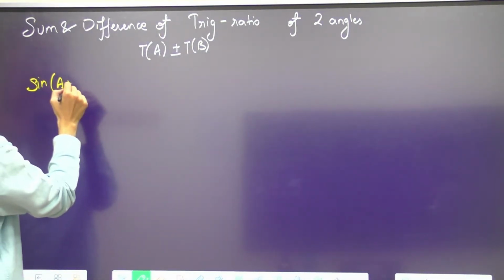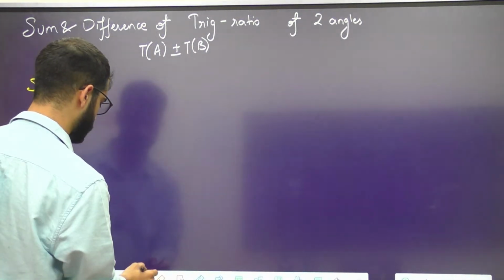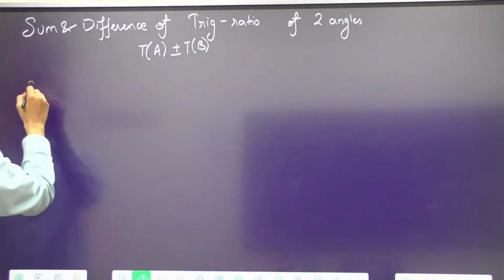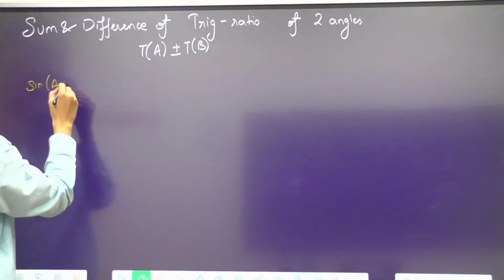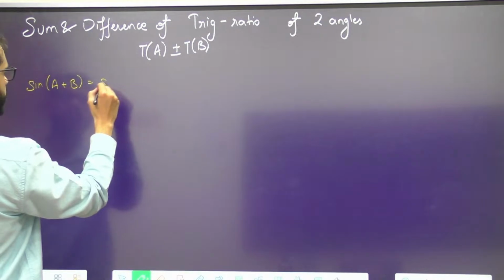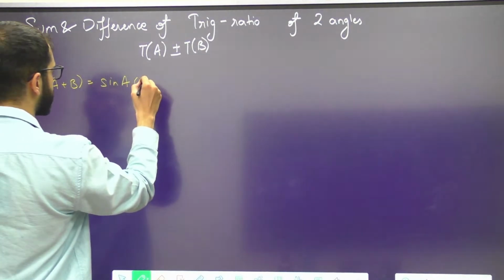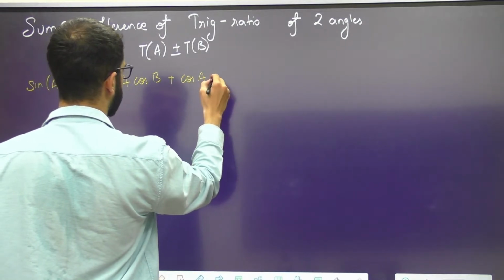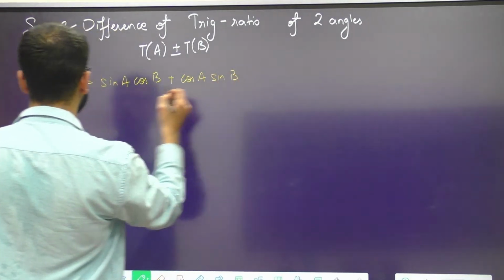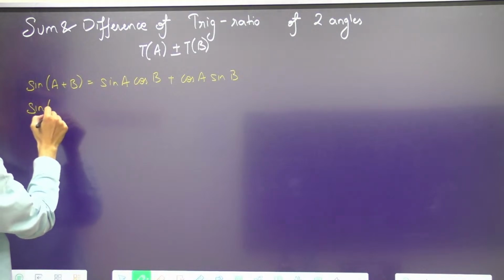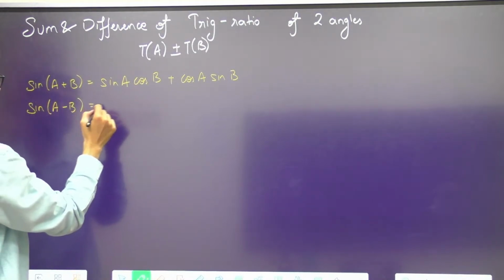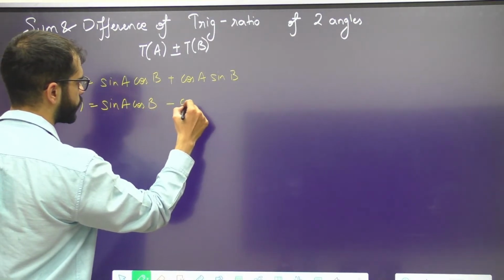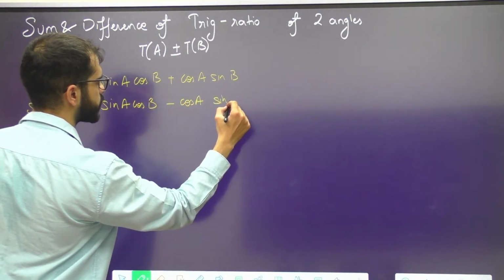Sine of A plus B can be written as sin A cos B plus cos A sin B. Then the formula for sin of A minus B can be written as sin A cos B minus cos A sin B.